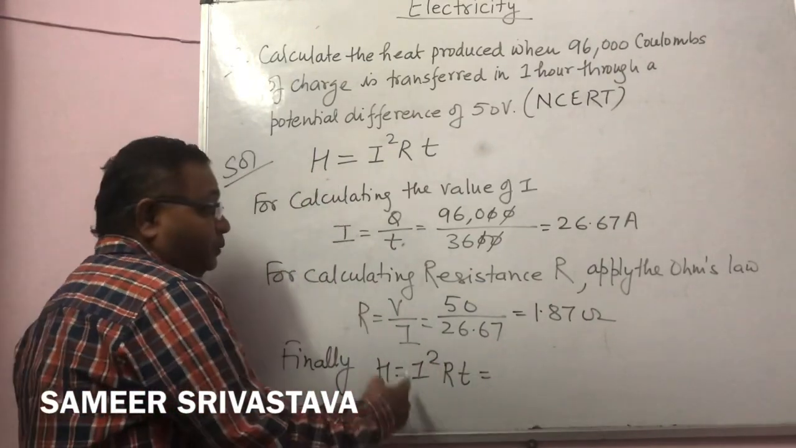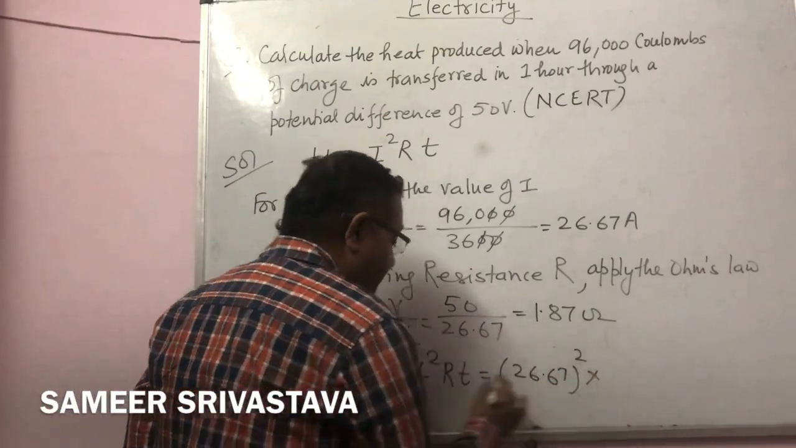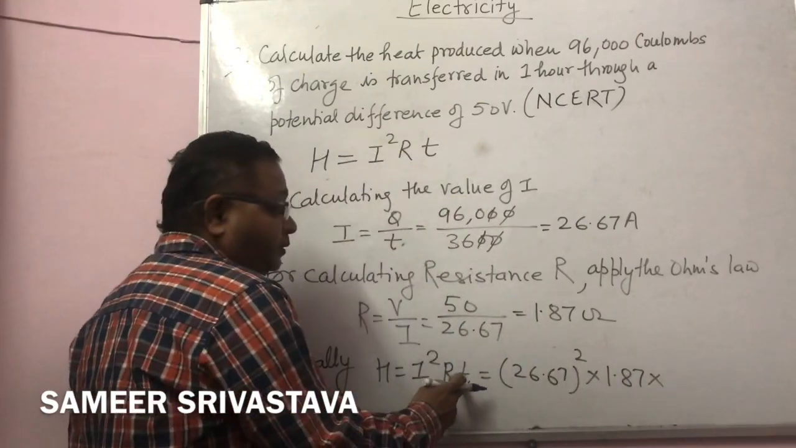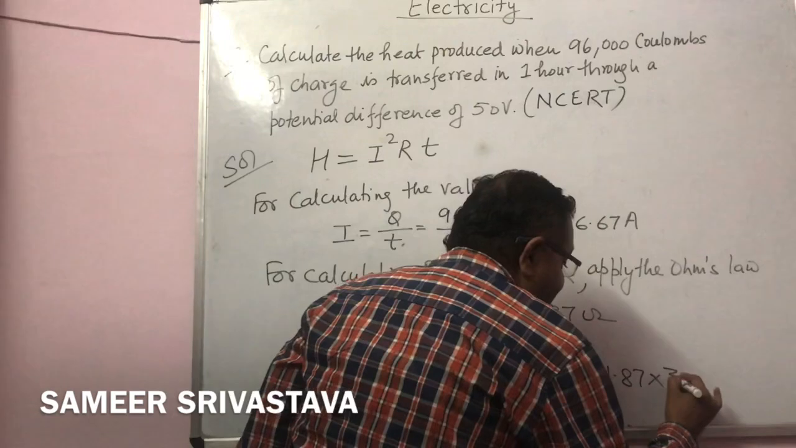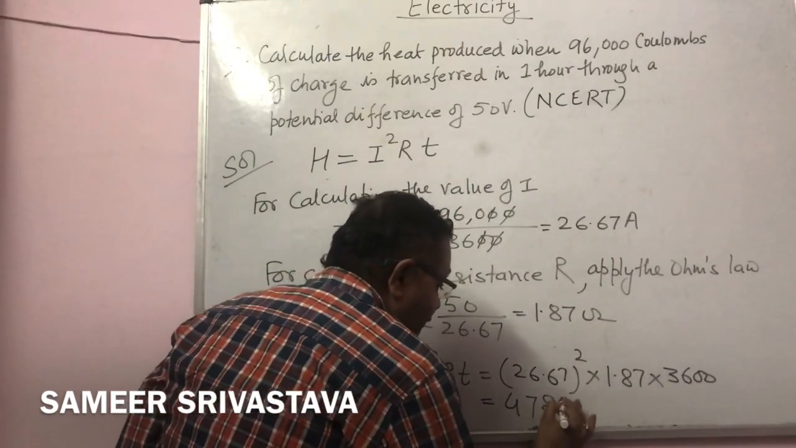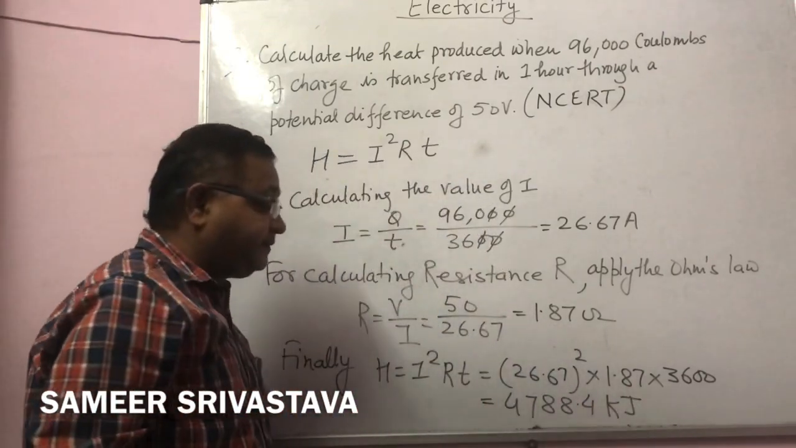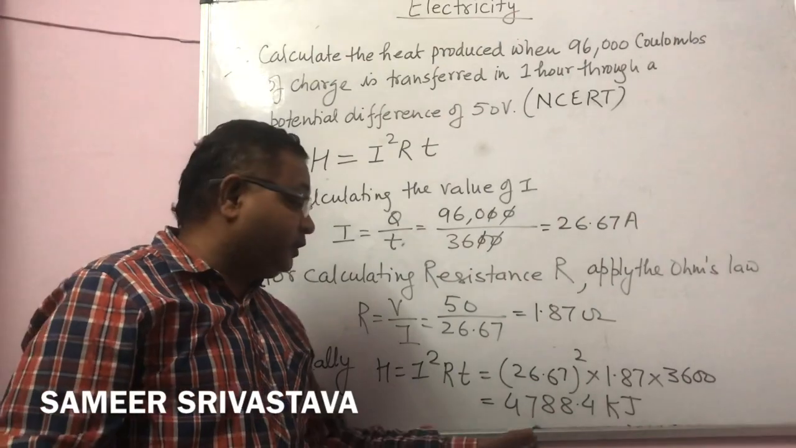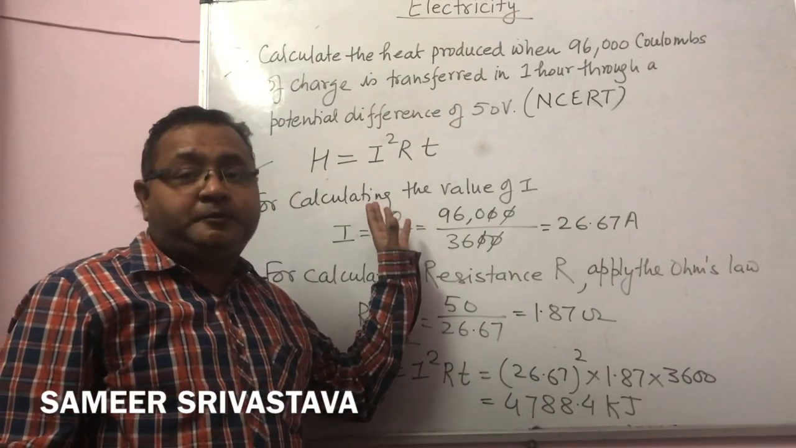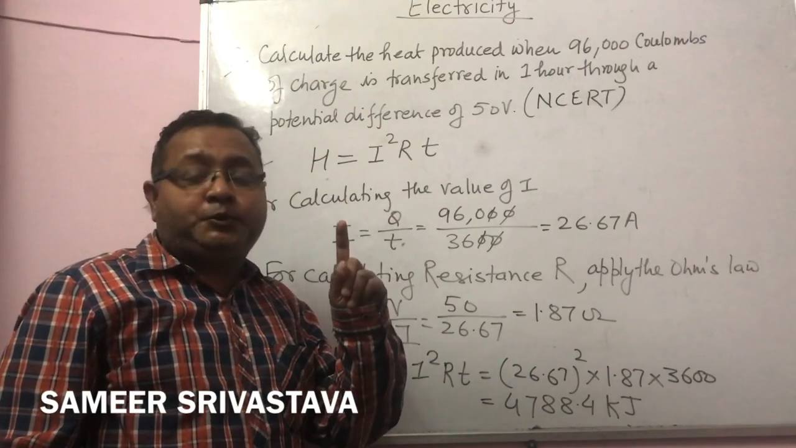Now finally, if we want to find the heat produced, the formula is I square R into T. What is the value of I? 26.67 whole square. What is the value of R? 1.87. What about the time? 1 hour, that is 3600 seconds. After calculation you get 4788.4 kilojoule.